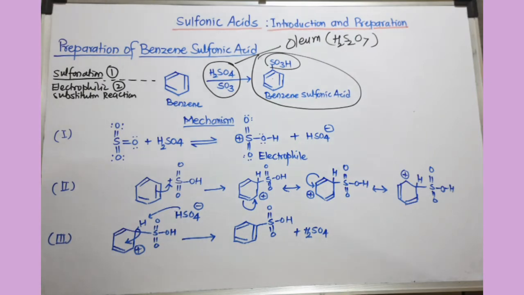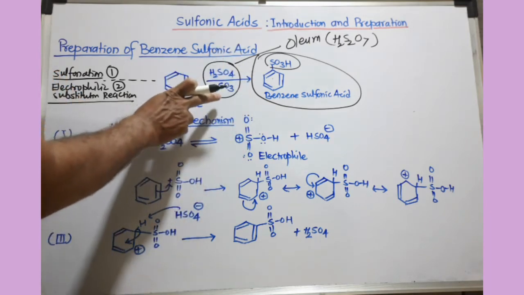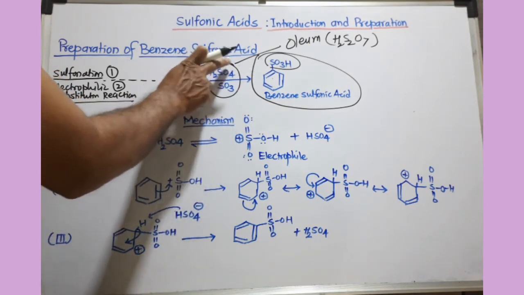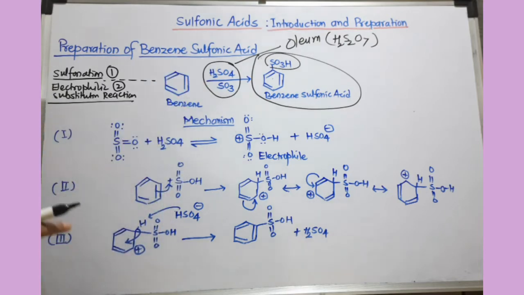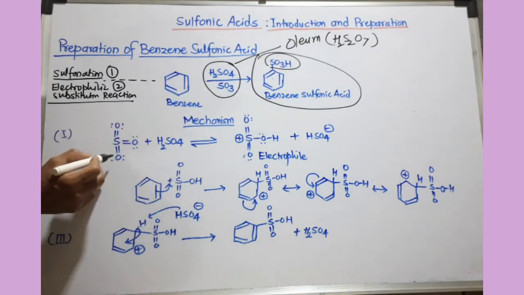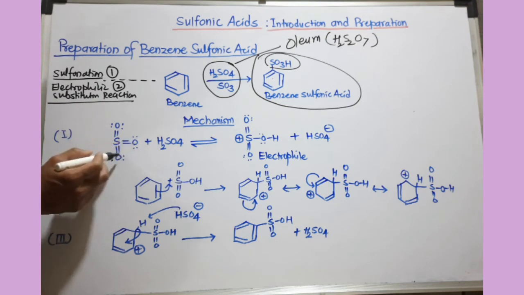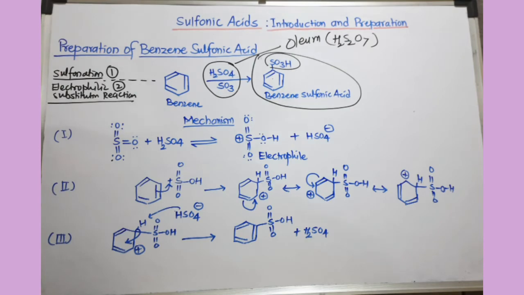Now we are going to discuss its mechanism. As I mentioned earlier, it is an electrophilic substitution reaction. So I'll write here SO3. First of all, the reaction between SO3, sulfur trioxide, and H2SO4. You can write SO3 this way. On each oxygen there are two lone pairs of electrons, and each oxygen has a double bond with the sulfur.